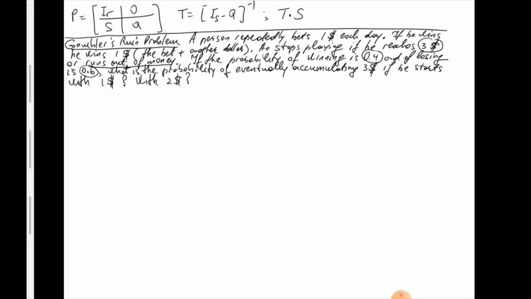And so on. By the way, intuitively, you should realize that the probability of getting to $3 is a little bit bigger if you start with $2, because obviously you can afford to lose more times than when you start with $1. If you start with $1 and lose on the first trial, then you're done.